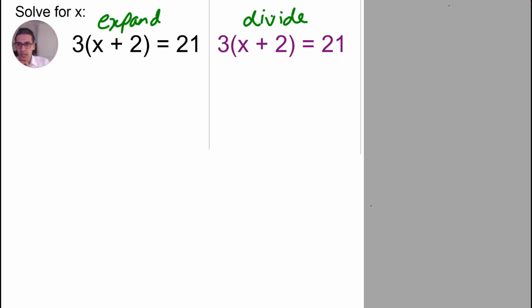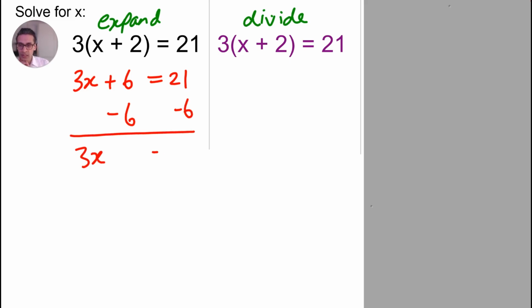So let's say you wanted to expand the brackets. Well, you would get 3x plus 6 equals 21. I would then have to take away 6, take away 6. So I get 3x equals 21 take away 6, which is 15. And then I'm going to divide by 3, divide by 3. So I get x equals 15 over 3, which is 5.